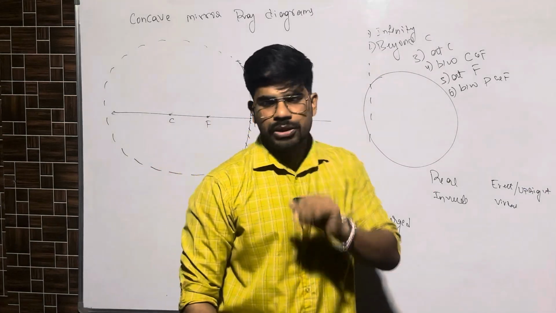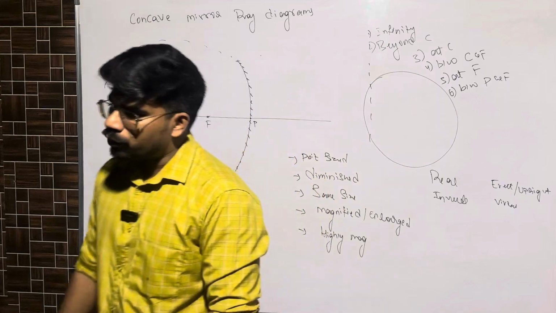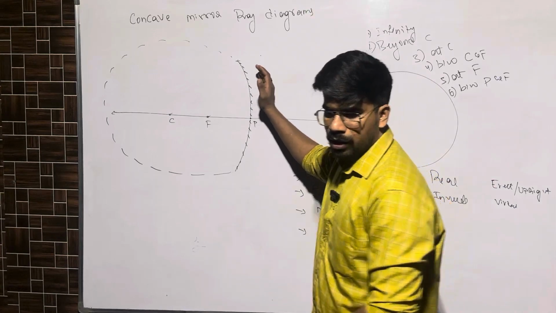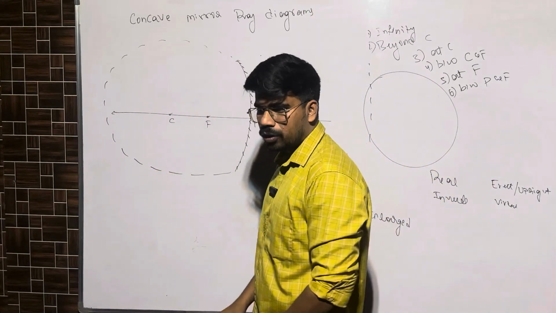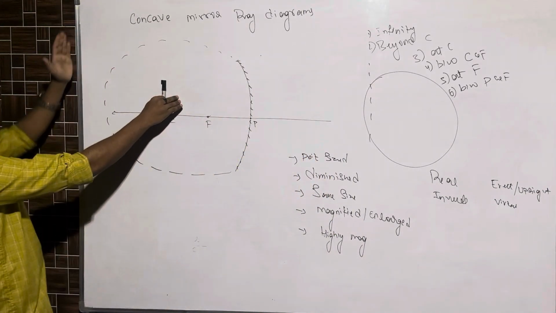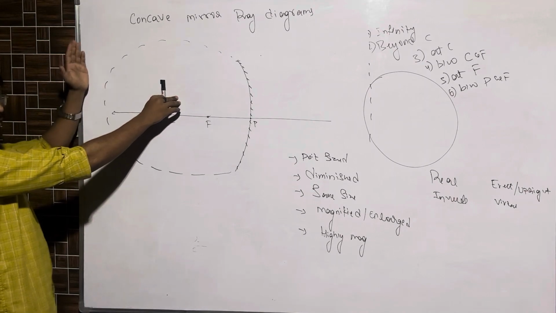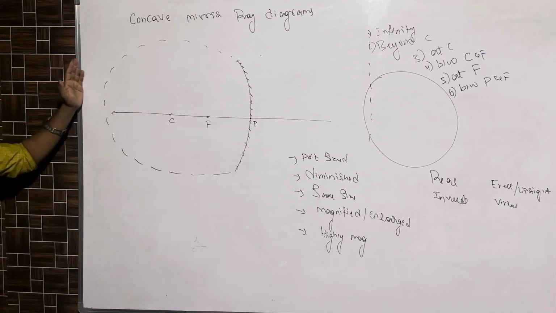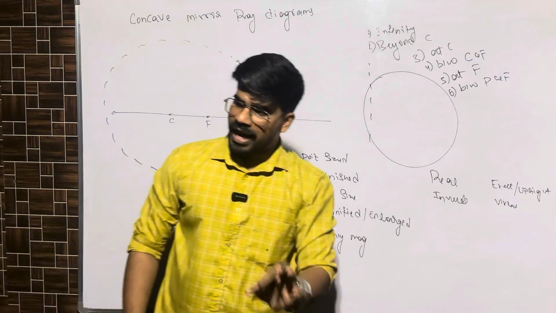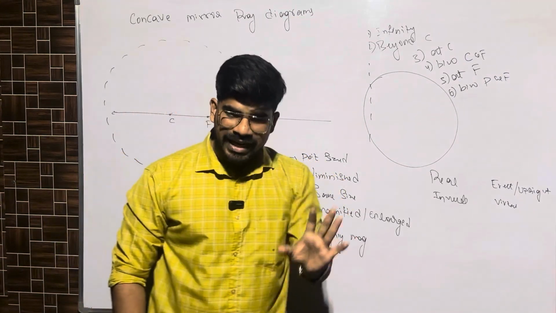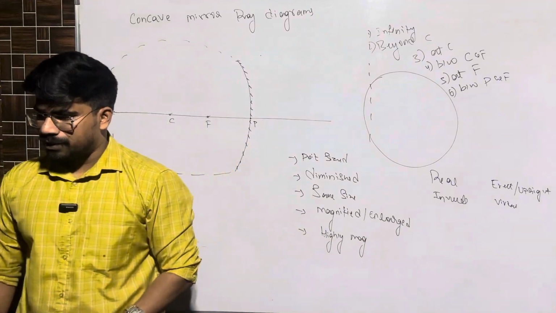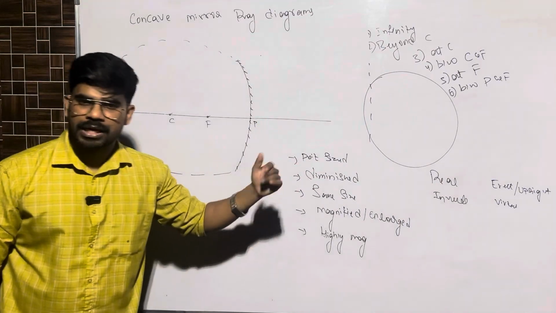Real can be understood in 2 ways. First is if the image can be obtained on a screen. Here this is the mirror. If the image is obtained on the screen, somewhere over here I am putting the object, I am taking a screen, a white paper, and trying to see the image of this marker. If that image forms on this white paper, then this type of image is called a real image. So one way is if we can obtain the image on a screen. The screen is nothing but white paper.